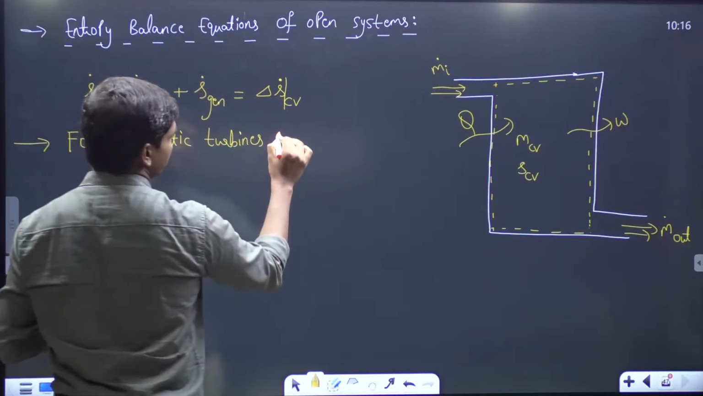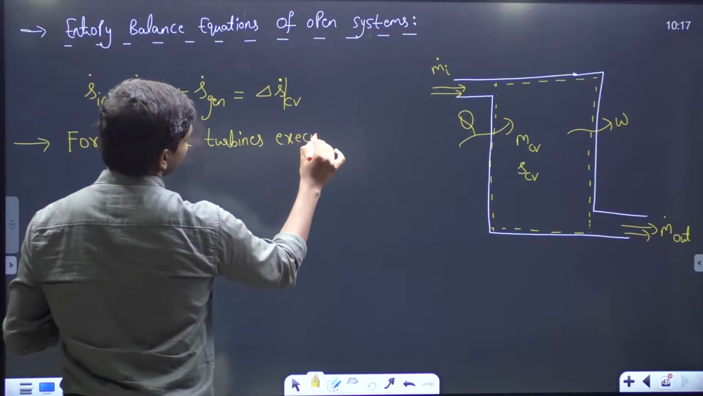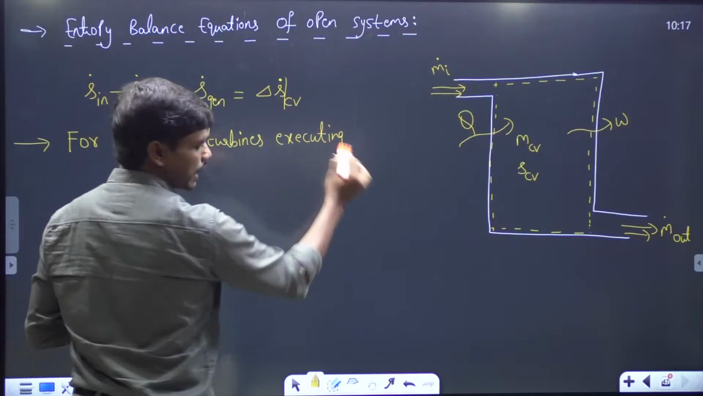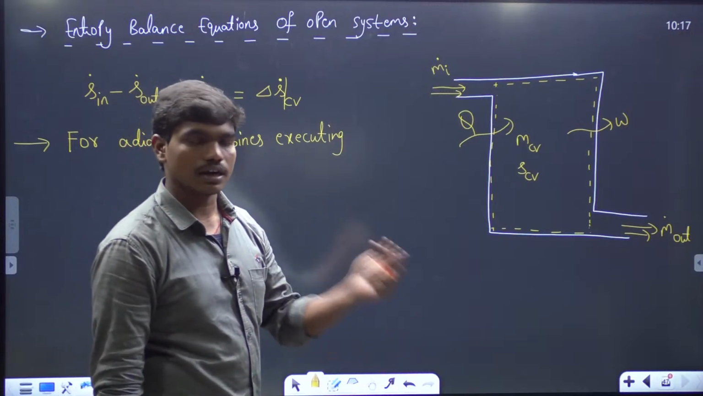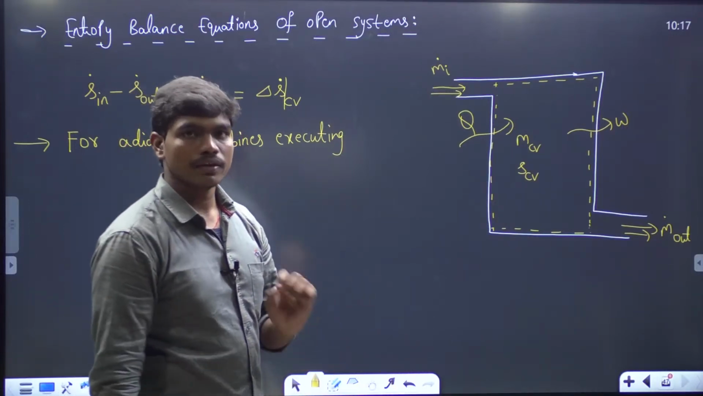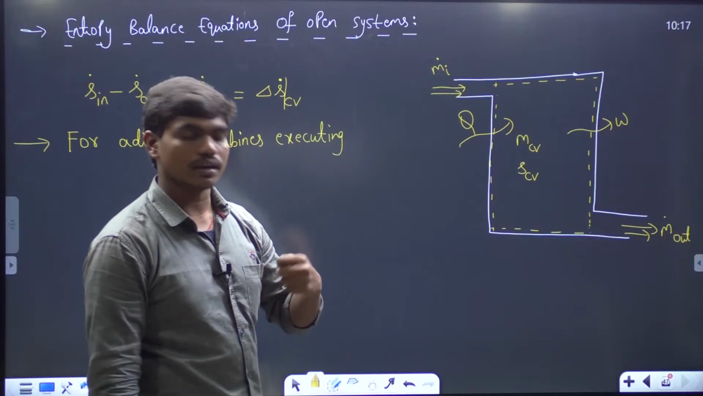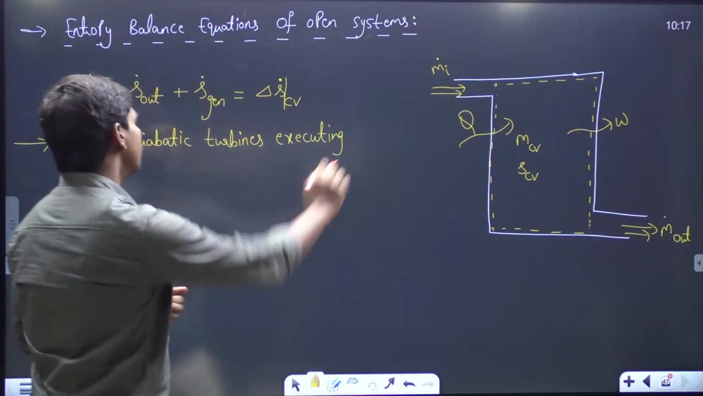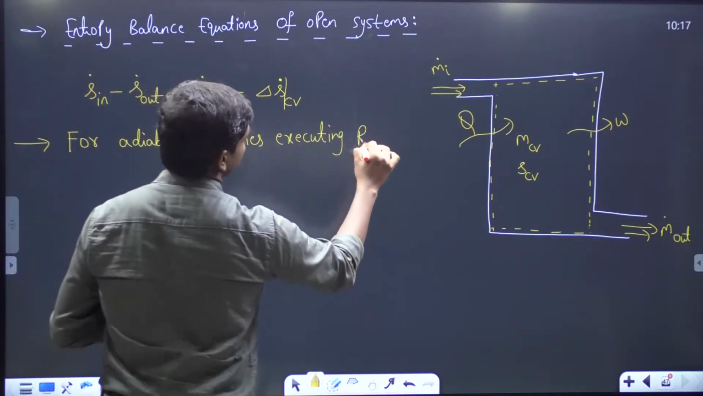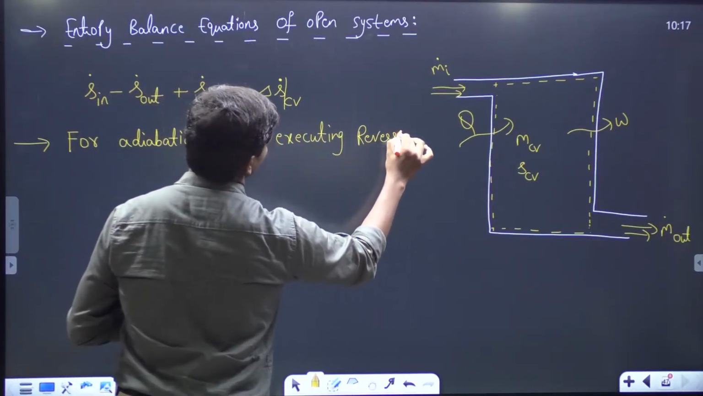So for adiabatic turbines executing a reversible process, because in applied thermodynamics we'll be dealing with a lot of cycles like the Rankine cycle and gas power cycles, where people will be representing isentropic terms like isentropic efficiencies and all. So I would like to discuss these things now. For adiabatic turbines, executing a reversible process.